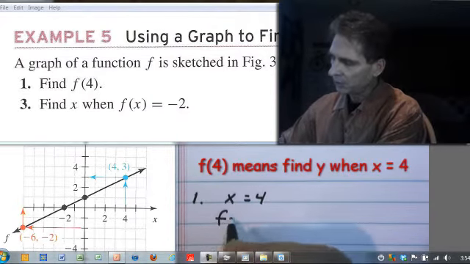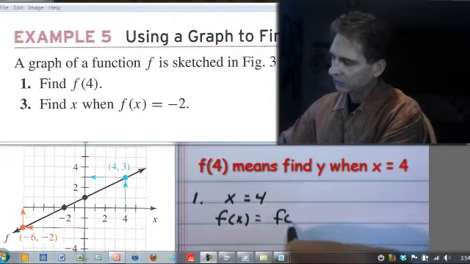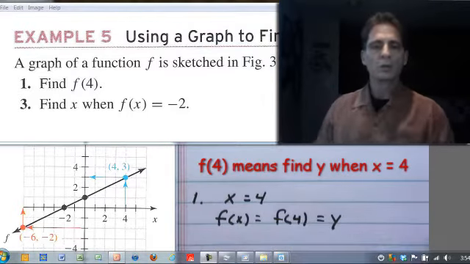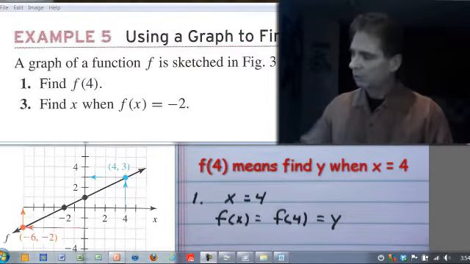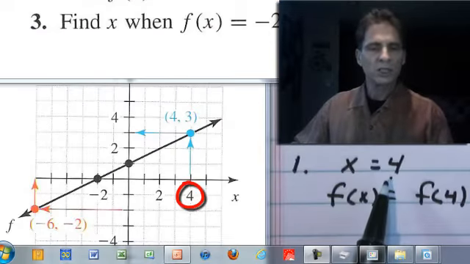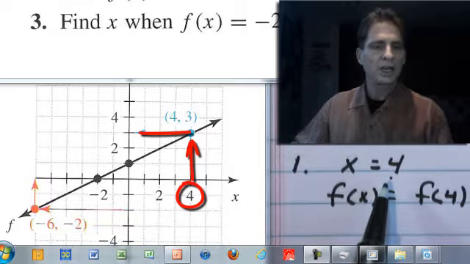I'm trying to find the value of f sub x, specifically when x is equal to 4, which means I'm looking for the y value. So you can see on the graph, all we have to do is go over to the 4, move up till we intersect the line, and then find out that y is equal to 3.